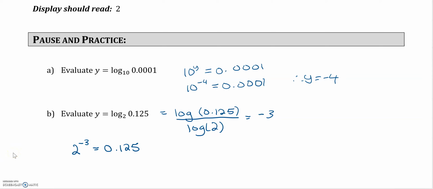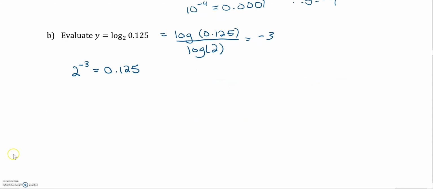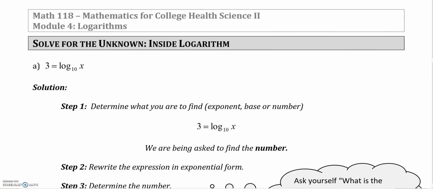In the next example, we're going to look at solving for the unknown when the unknown is inside our logarithm. So we have 3 is equal to log of base 10 of x. And in the previous examples, all of our unknowns were on the left-hand side, but now our unknown of x is inside our logarithm. Step 1 of our solution is to determine if we are being asked to find the exponent, the base, or the number. And what we're looking for in this case is the number.